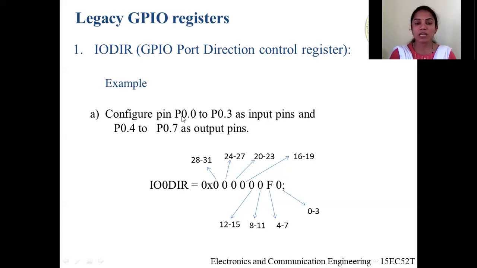For pins 0 to 3, we have to configure those pins as input pins. That means for these pins, we have to send value 0 by using IODIR, that is four zeros: 0, 0, 0, 0. If we convert that 0000 into hexadecimal, the hexadecimal value will be 0. So the first digit value 0 will configure pins 0 to 3 as input pins. In the same way, pins 4 to 7 as output.